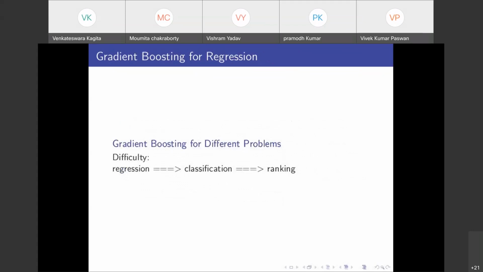Gradient boosting exists for different kinds of problems, like regression, classification, and ranking. And the difficulty level, if you see, gradient boosting for regression is easy as compared to classification, and gradient boosting for classification is easier than gradient boosting for ranking. So we're going to cover gradient boosting for regression and gradient boosting for classification in this session.